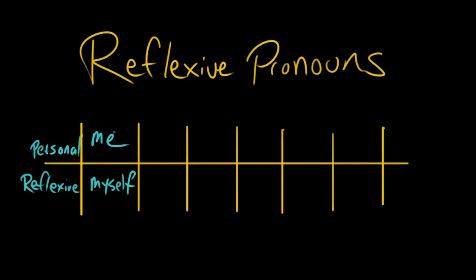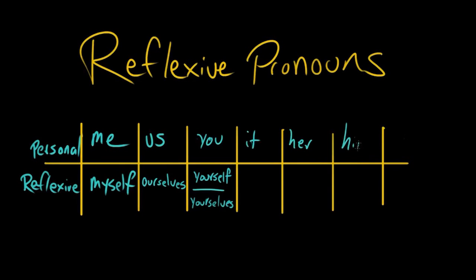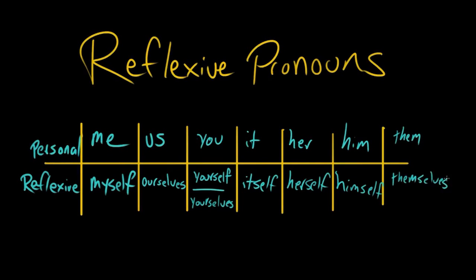So in the first person we say personal pronoun is me, the reflexive pronoun is myself. The first person plural personal pronoun is us, and the reflexive form of that is ourselves. Then in the second person, both plural and singular, personal pronoun is you, and then in the reflexive it can either be yourself when you're addressing one person, or yourselves when the you are talking to consists of more than one person. The singular third person pronouns look like this: it, her, and him, and their reflective versions are as follows: itself, herself, and himself. Finally, the personal pronoun them becomes the reflexive pronoun themselves.